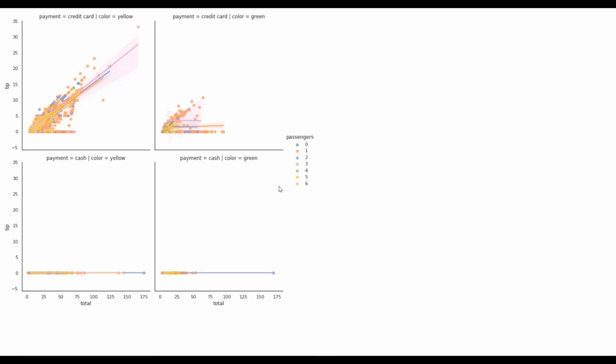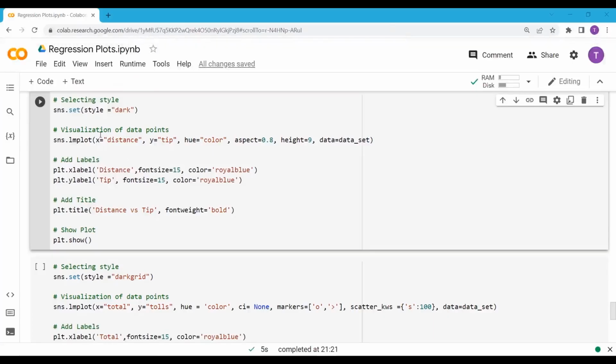And here the different colors of the scatter markers are based on the passengers. The x-axis of each plot represents the total and the y-axis of each plot represents the tip. Now we will move to the next example.